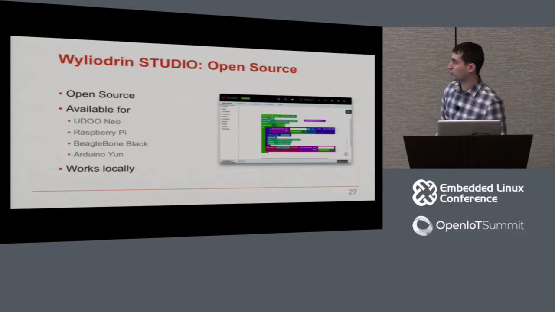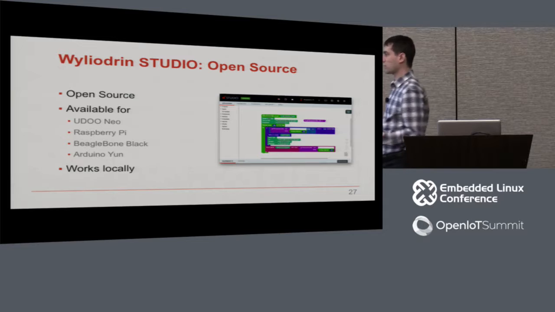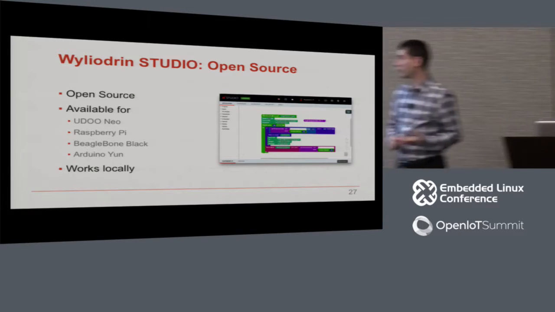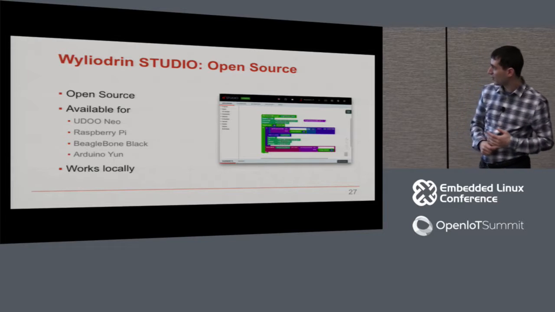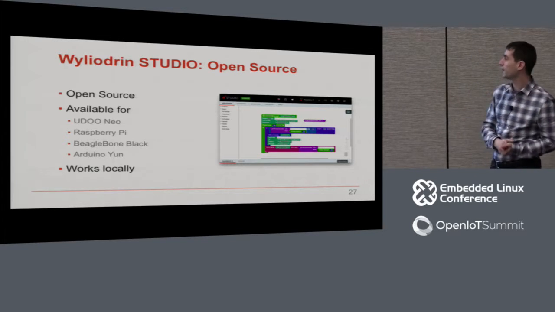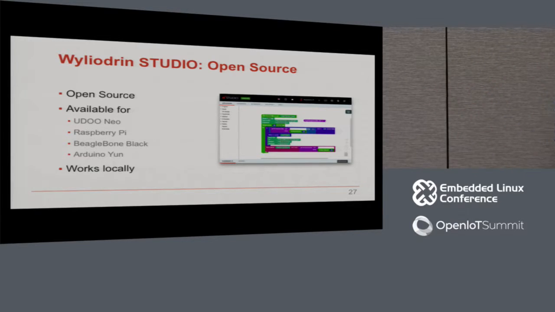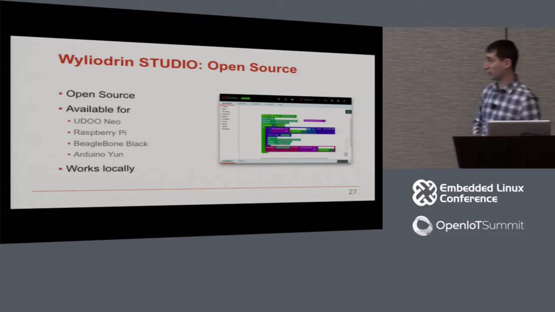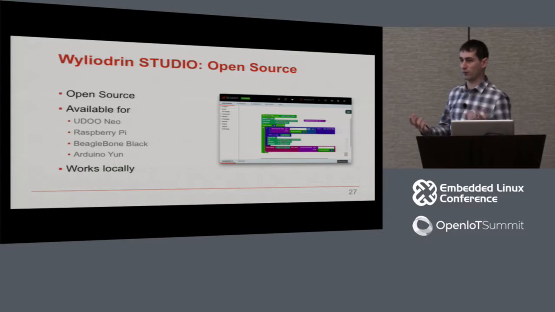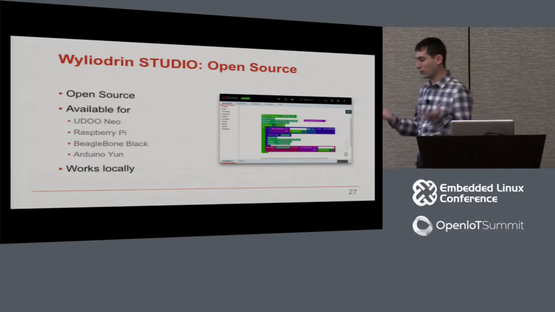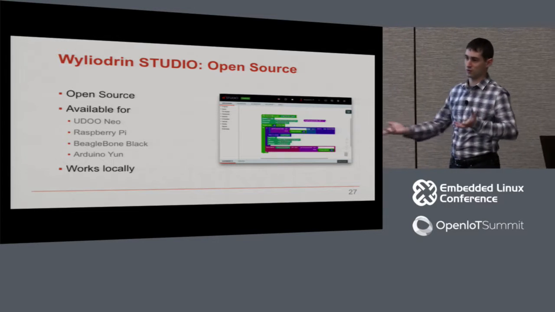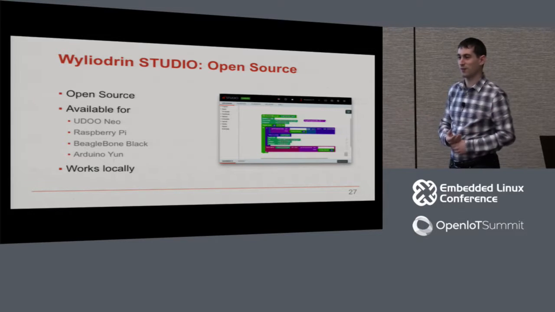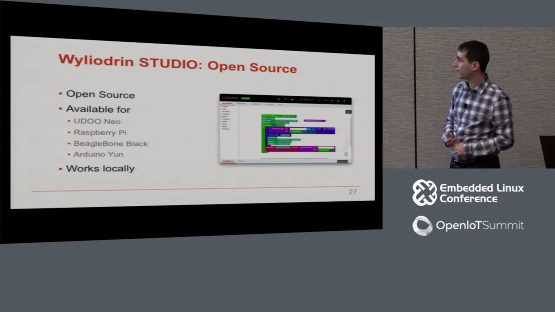For the moment, it supports Udoo Neo out of the box, Raspberry Pi, kind of out of the box, BeagleBone Black, and Arduino Uno. We are hoping to add more boards. The software is completely open source, and it comes in the form of a Chrome extension, due to the fact that Chrome is the only browser that allows serial port access. Otherwise, it can run on anything.